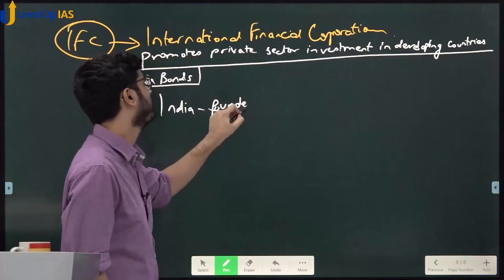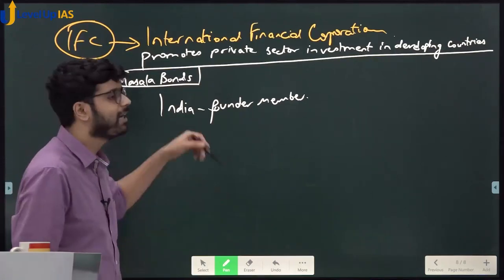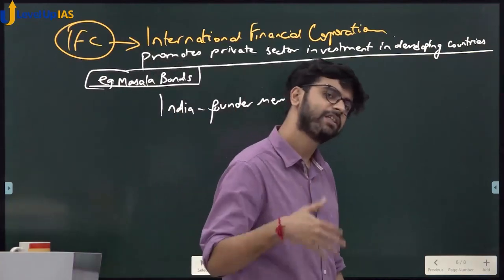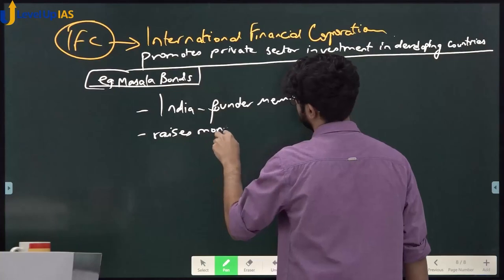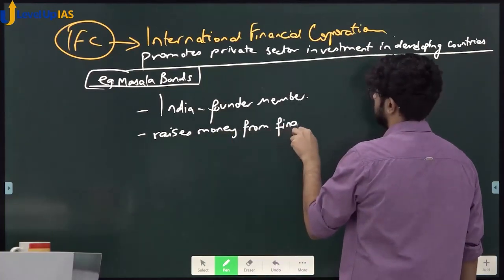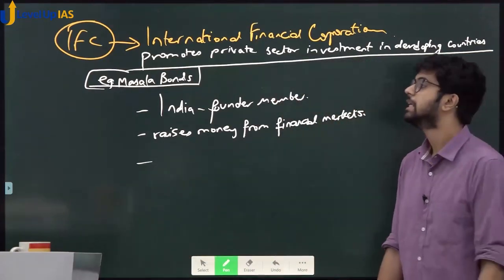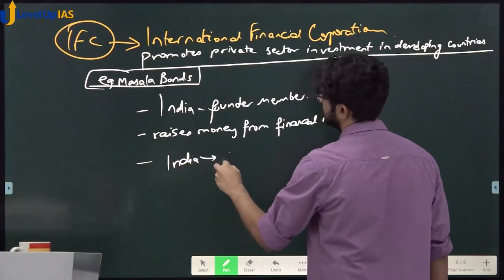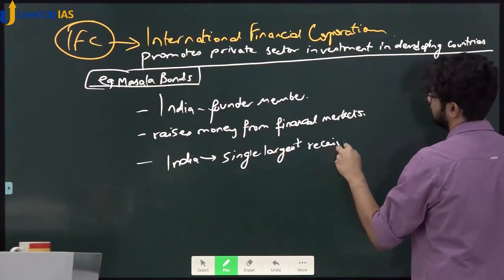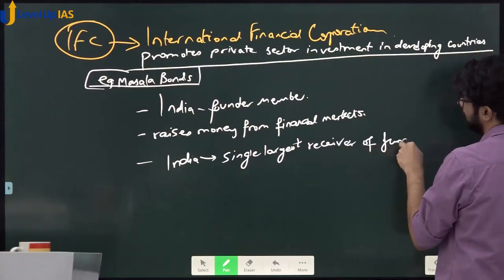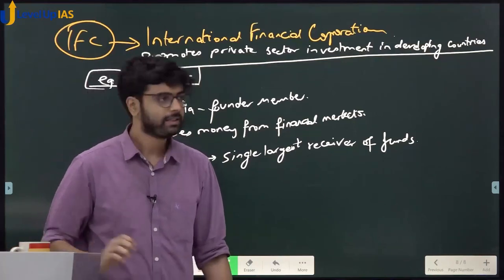India is a founder member. सब जगह ना. India is a founder member. And now where does IFC get money from? Financial markets. IFC is also investing and borrowing from financial markets. So IFC raises money from financial markets. That is one. And secondly, India is the single largest receiver of funds from IFC related enablement. India बहुत है. We get a lot of funds. ठीक है? So IFC helps us a lot. That is very important. ठीक है?